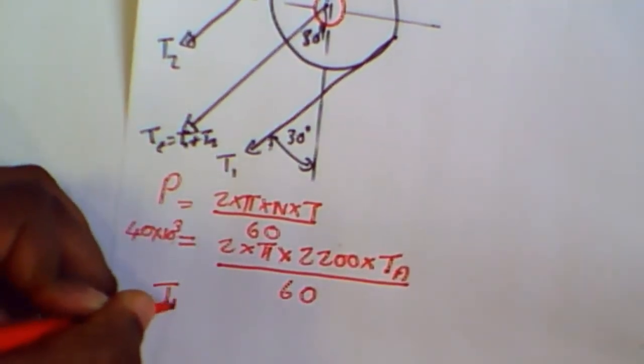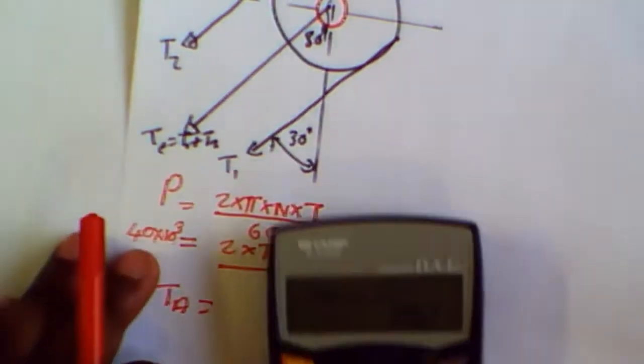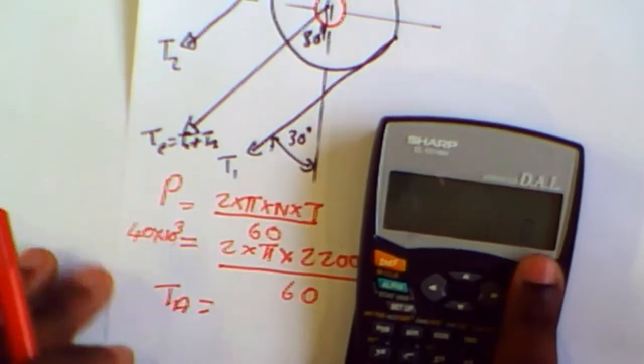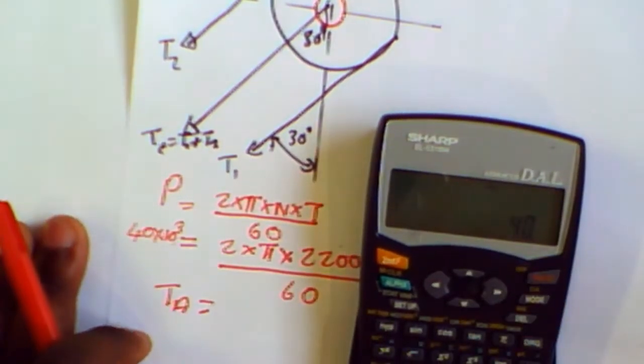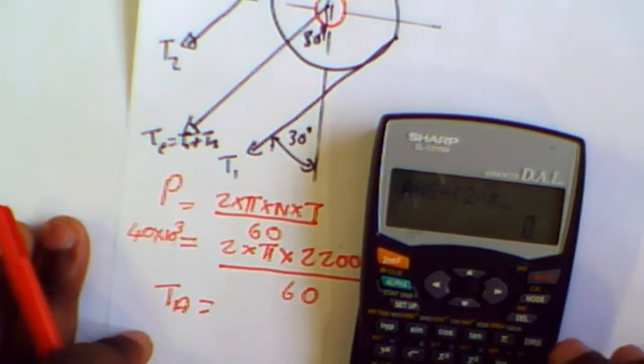So what is the torque at A? Let's do a quick calculation here. This will be 40 times 10 to the power 3, times that by 60, divided by 2 times pi times 2200.